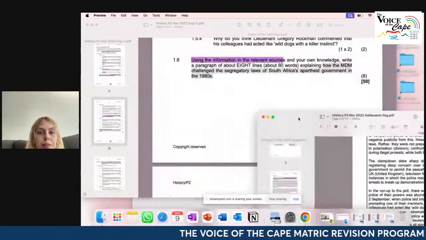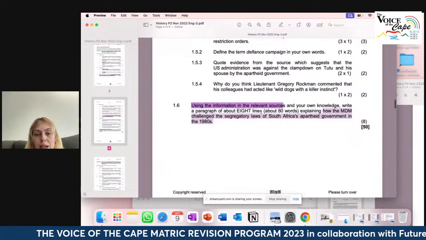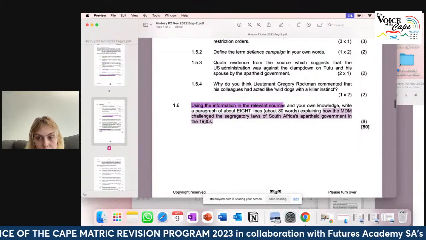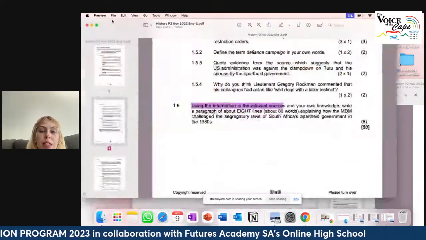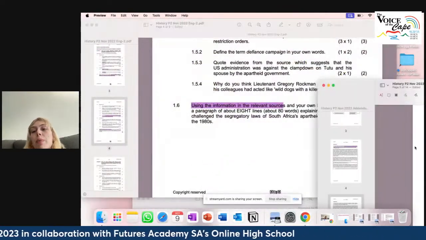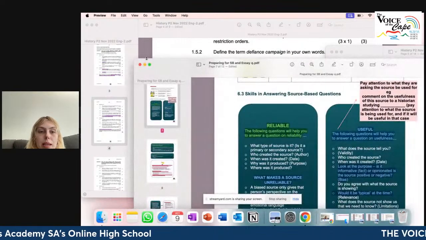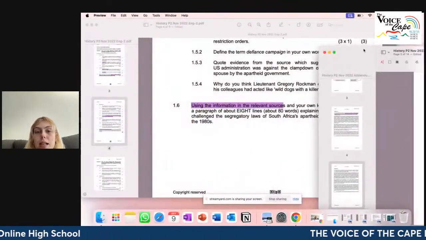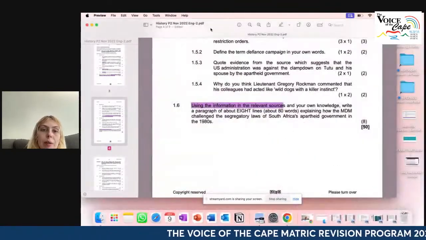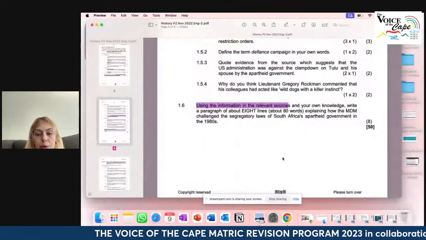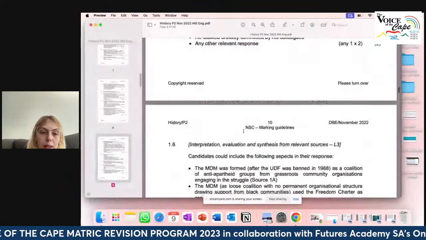So you would just go through every source and look for information pertaining to how they challenged segregatory laws, and then you put it together. Because it's 8 marks, your paragraph question is marked holistically. That doesn't mean you need to give 8 facts. You will see that for your paragraph questions, you get marked not only on your facts, but also your style.